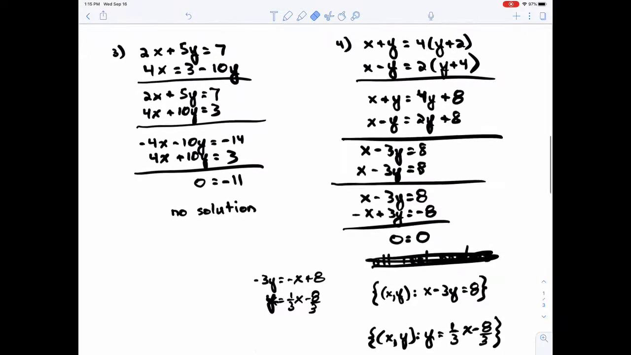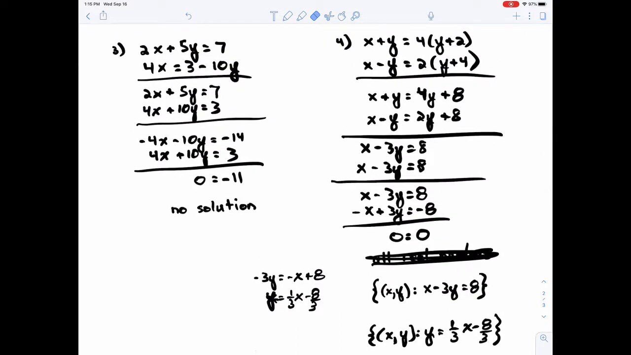So what makes both of these statements true in number 4? Not everything. There are an infinite number of things that make it true, but those points have to be on the line. So what you're saying by writing this, either this statement or this statement, is any point that makes that line true will make both of the original statements true. Okay.